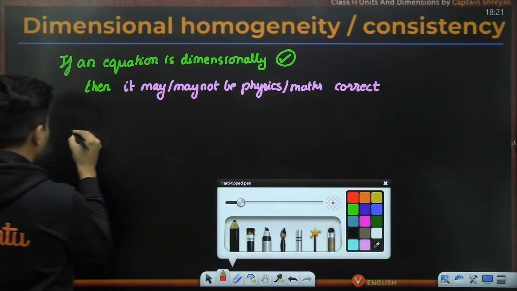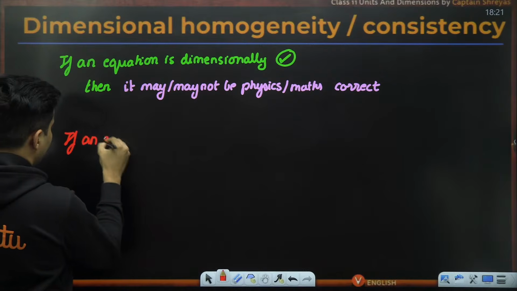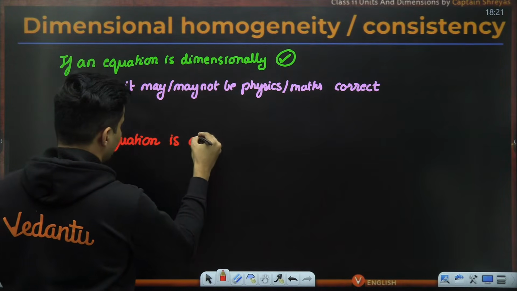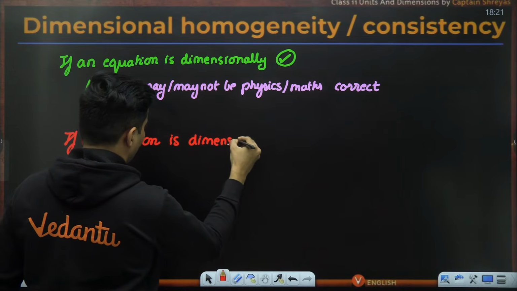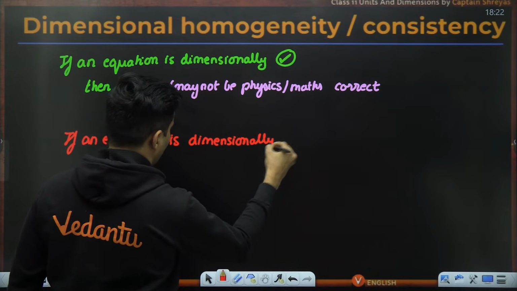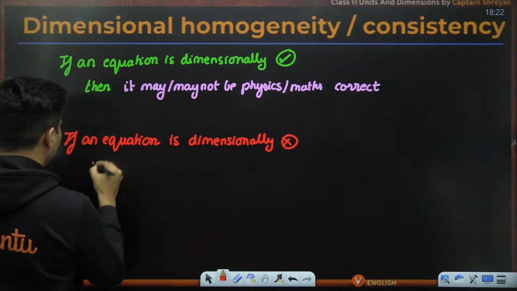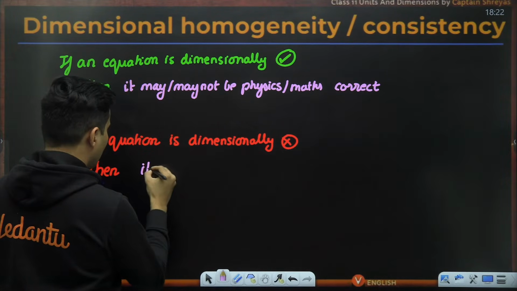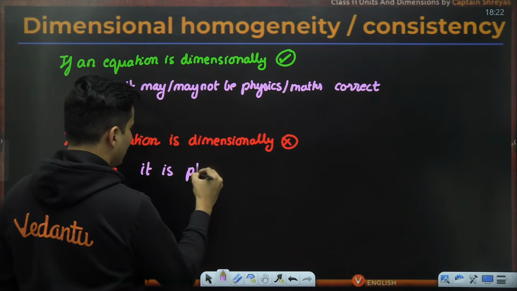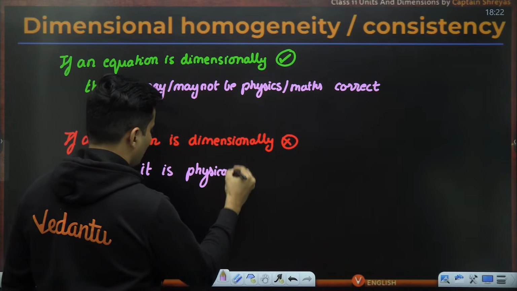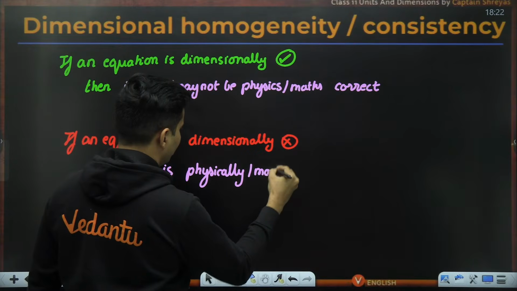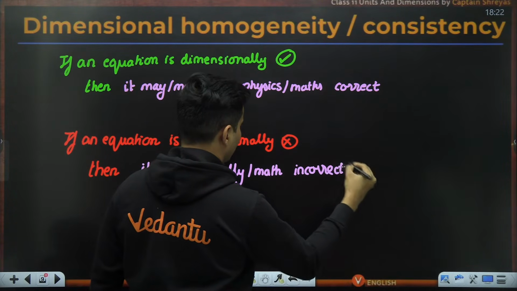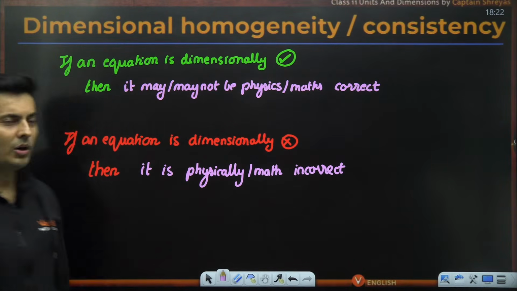But if an equation is dimensionally wrong, then it is physically or mathematically incorrect. 100%. It is definitely incorrect physically or mathematically.